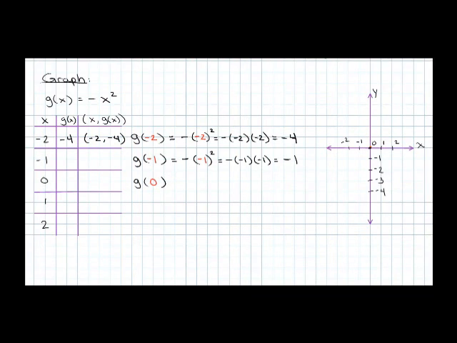g of 0 is going to be negative times 0 squared, but 0 squared is just 0 times 0, so there's no such thing as a negative 0. 0 is a neutral number. It cannot be positive, it cannot be negative, so we're just going to write there 0.